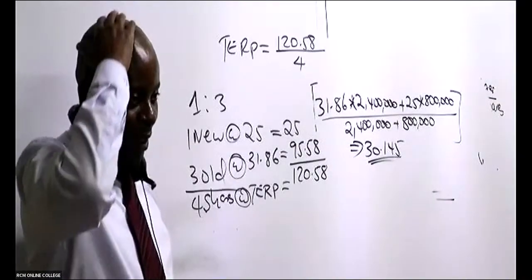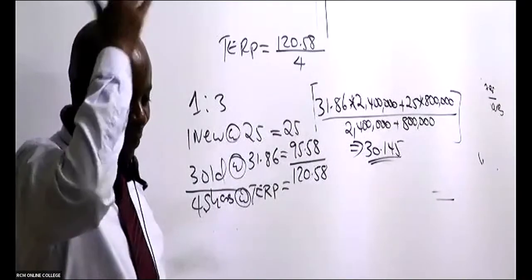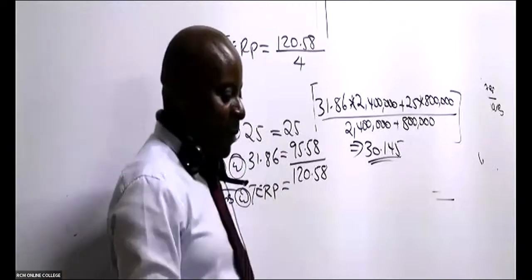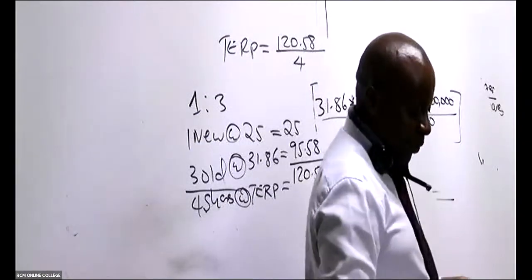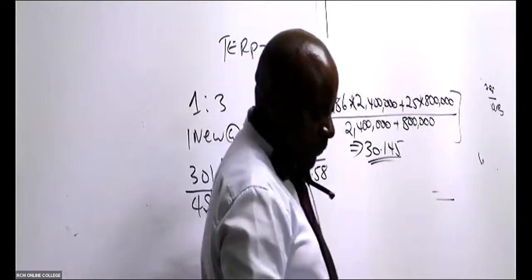Which method should we work with? The second one, isn't it? Because here you don't have to cram the formula.